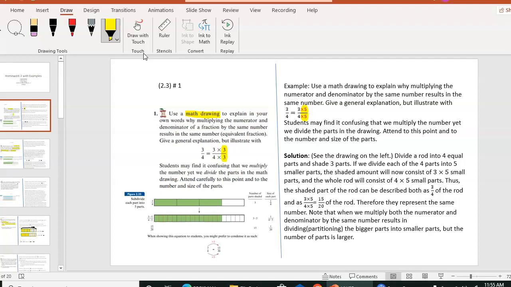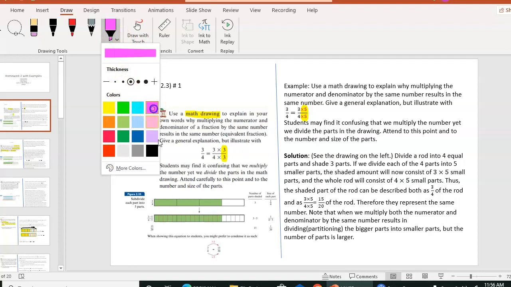And students may find it confusing that we are multiplying the number, yet we divide the parts in the math join. Okay, so there are two separate things here. Numerically, we are multiplying a number, so whether it's multiplying by 3 or 5 or any number, 7, 4, 9, we are doing multiplication numerically in this fraction. But when you look at the join, every step we do numerically, we can show that in the join. But in the join, notice that we are actually dividing each part into smaller parts.